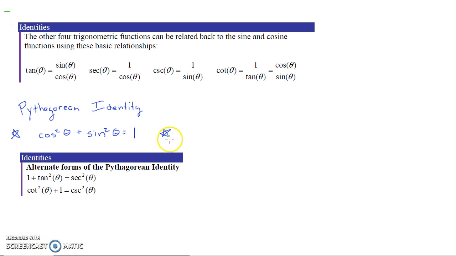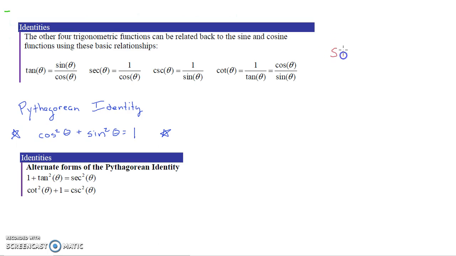The first ones are pretty basic. We have tangent is sine over cosine, secant is 1 over cosine, cosecant is 1 over sine, and cotangent is the reciprocal of tangent, so it's 1 over tangent, but it's also cosine over sine. Now these in general are called the reciprocal identities.